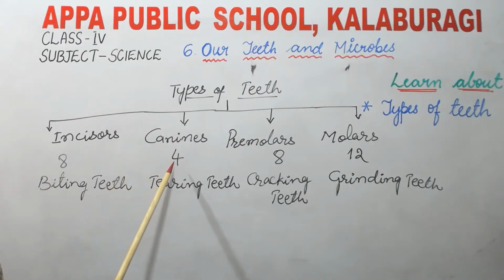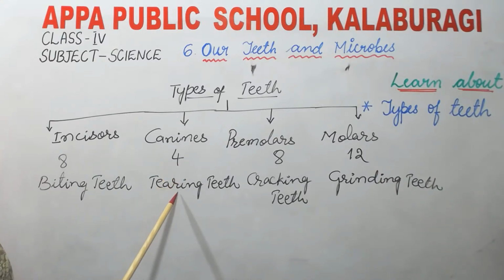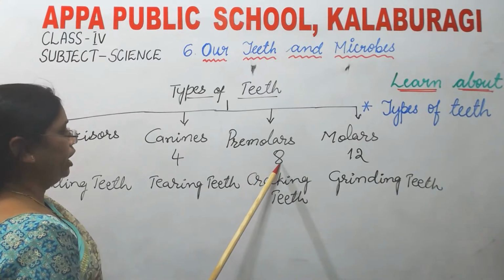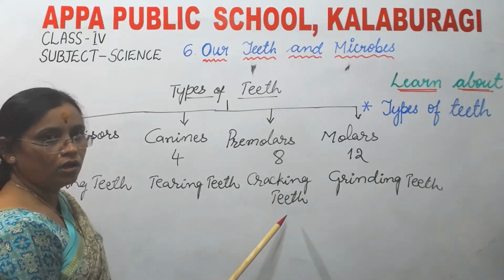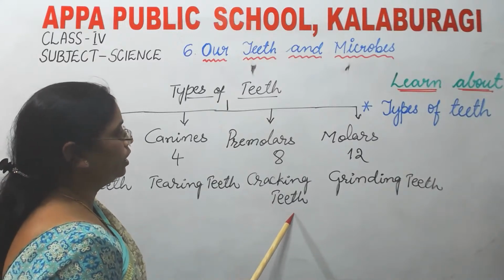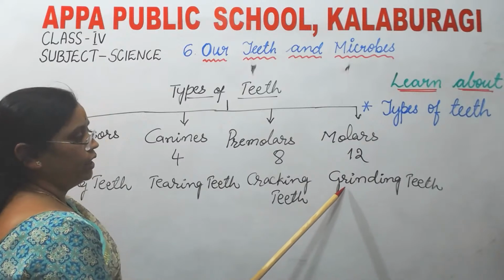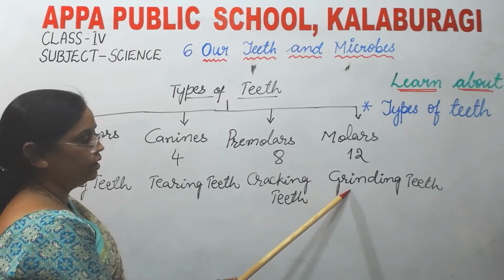And about canines, how many canines are there? 4 canines. They are said to be tearing teeth because they are pointed, so they help in tearing the food. The premolars, again 8 premolars we have. They are called cracking teeth because they help in cracking the food. Again molars, 12 molars are there and they are called grinding teeth because they help in grinding the food.